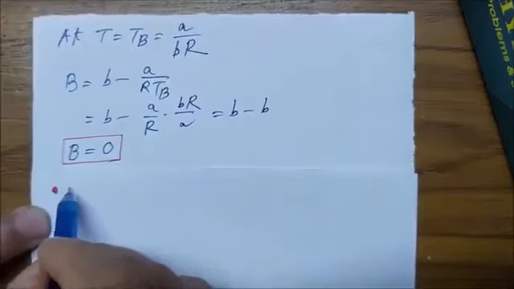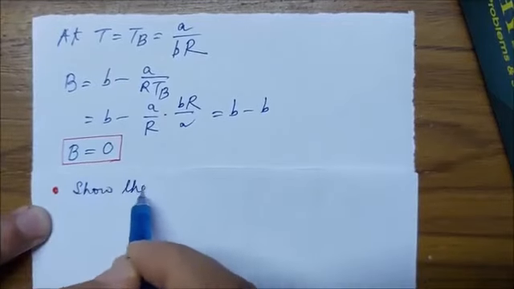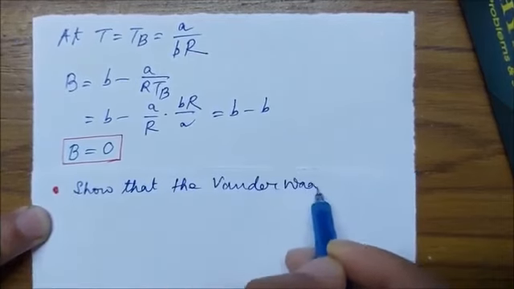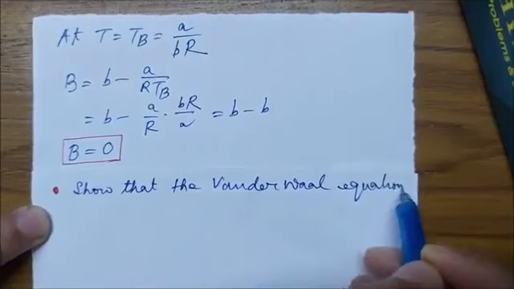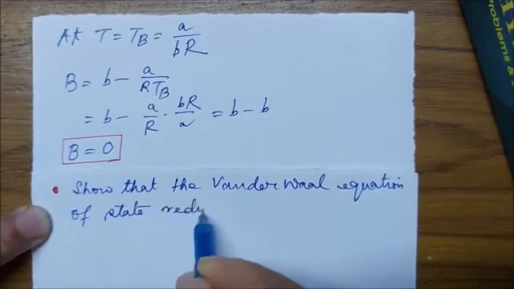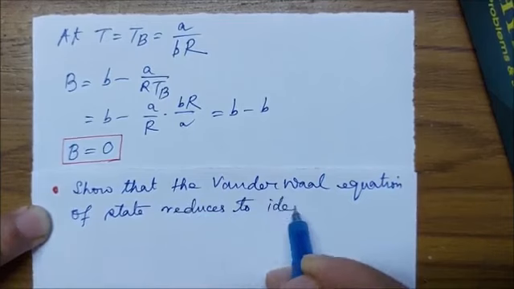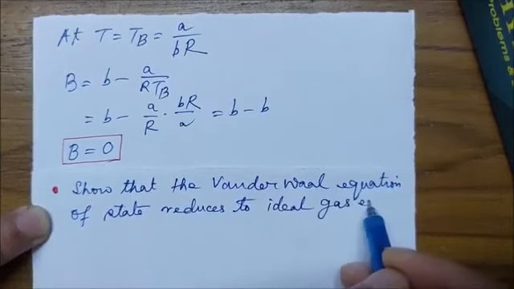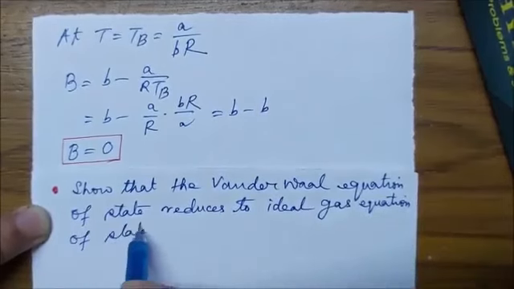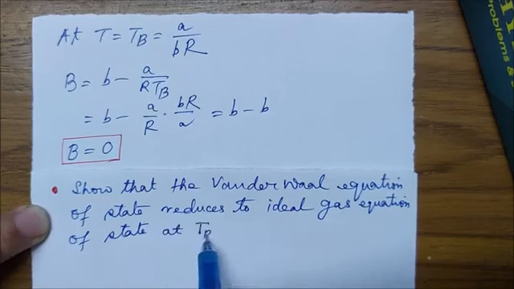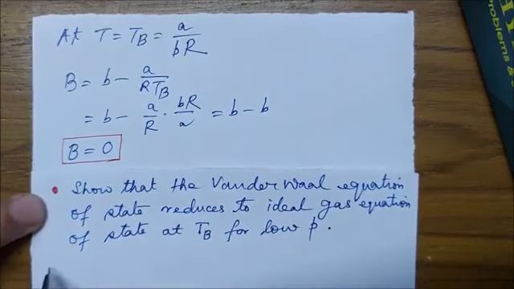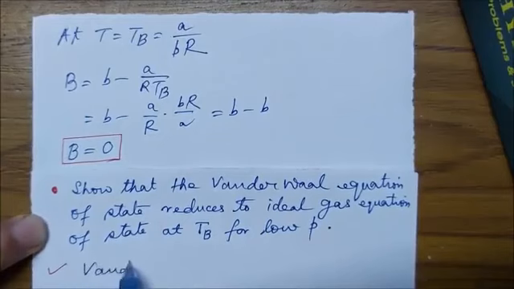In the next problem, we have to show that the Vander Waal equation of state reduces to ideal gas equation of state at Boyle temperature for low pressure. Let us write down the Vander Waal equation of state.